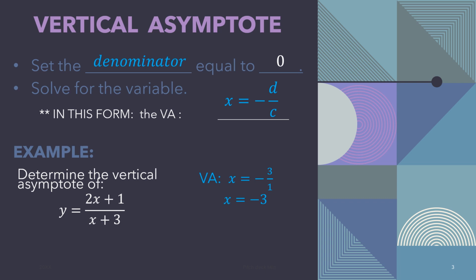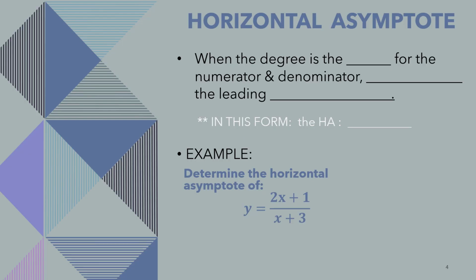You can use that method, or if it's easier for you, then you can set the denominator equal to 0, x plus 3 equals 0, and solve for the variable. That gives us x equaling -3. So you have your choice, whichever way. If you catch the shortcut way, the opposite of d over c, do that. If you like to solve equations, do that. Whatever works for you. The next thing we're going to determine is the horizontal asymptote.